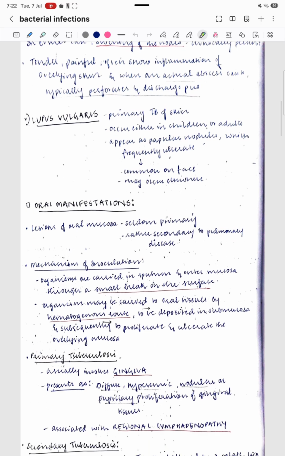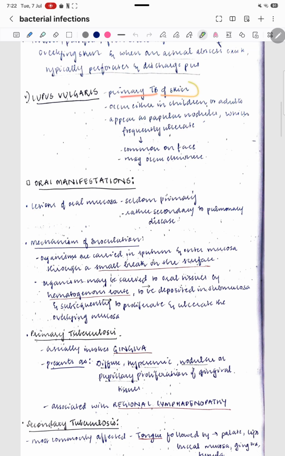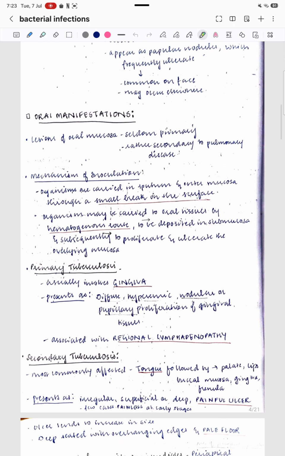Now coming to something called lupus vulgaris. It is your primary TB of skin. Lupus vulgaris is TB occurring in the skin, in children or adults, appearing as a papule or nodule which frequently ulcerates, common on the face, and may occur elsewhere as well. Now coming to the oral manifestation: a lesion of the oral mucosa is seldom primary, rather secondary to pulmonary disease.